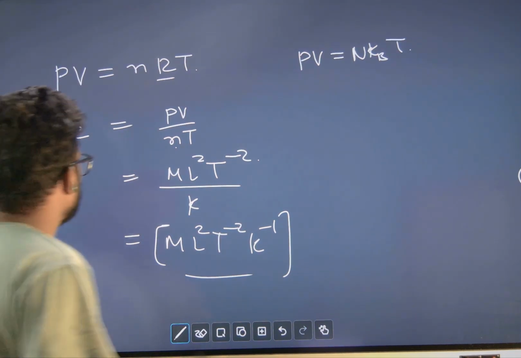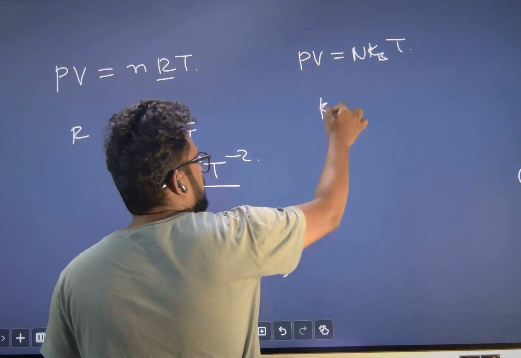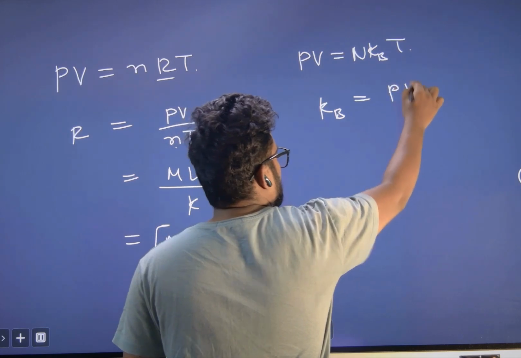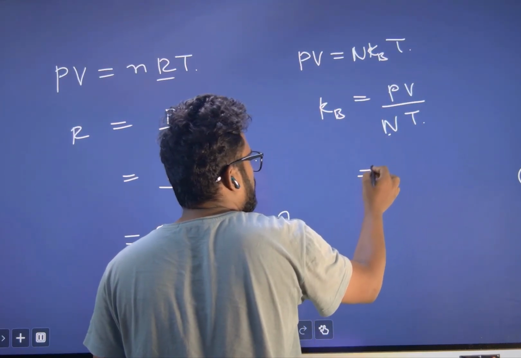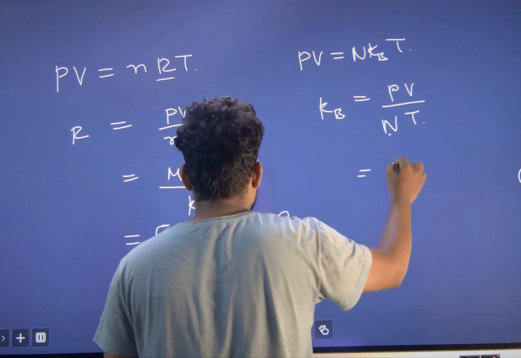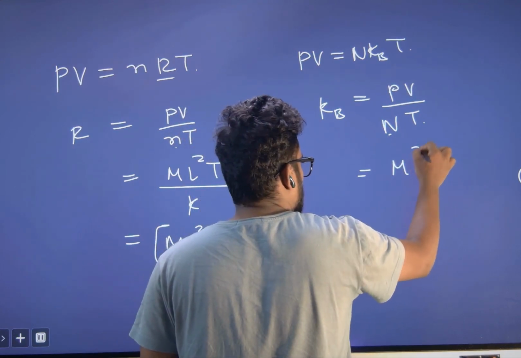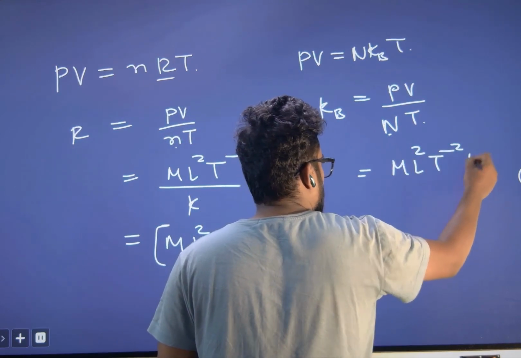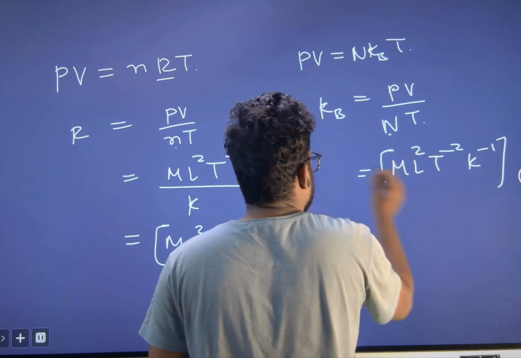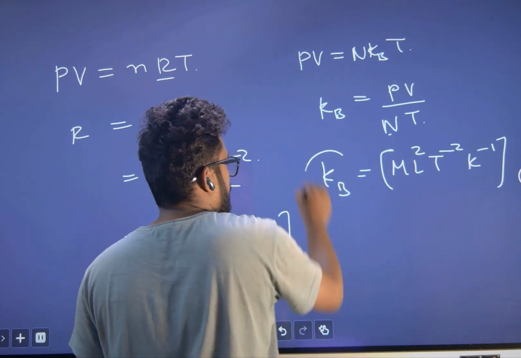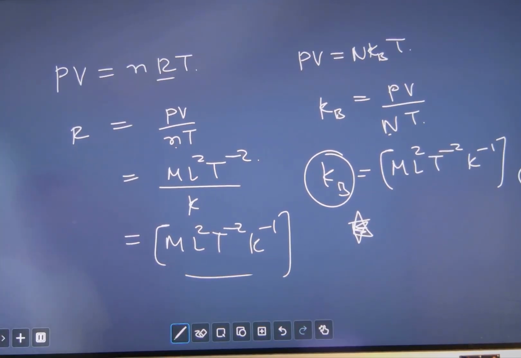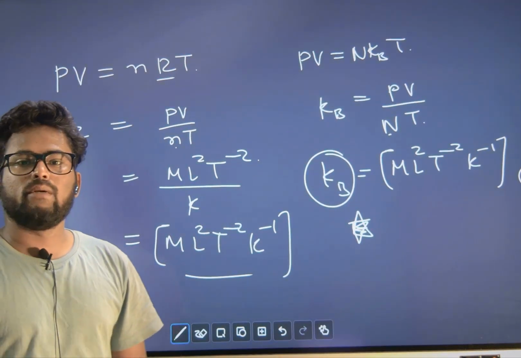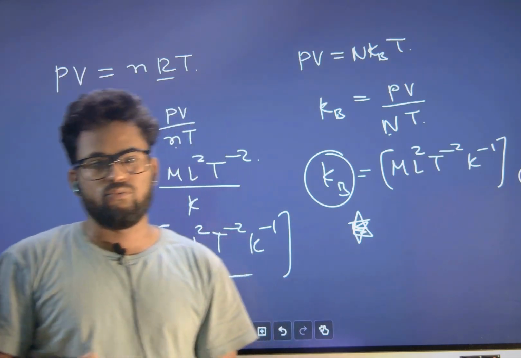Similarly, if you talk about the Boltzmann constant, the Boltzmann constant is also PV by NT. N is a number, so no need to write, there is no dimension for this one. So it would come out to be the same, ML^2T^-2K^-1. The Boltzmann constant is very important. Multiple times this one has been asked. Boltzmann constant and universal gas constant both have the same dimension. How much? ML^2T^-2K^-1.